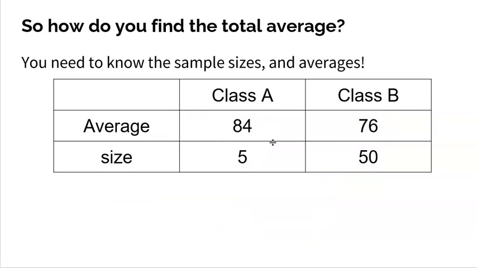It's actually the same averages, 84 and 76, but the problem becomes even bigger when one class is way bigger. So in the previous example, we had 35 and 20. Here we have 50 versus 5. So now this 76 is worth even more. So again, to find the total mean, we're going to take 84 times 5. That's going to be the total for Class A. Plus 76 times 50, that's the total for Class B, and divide by the 55 total students.